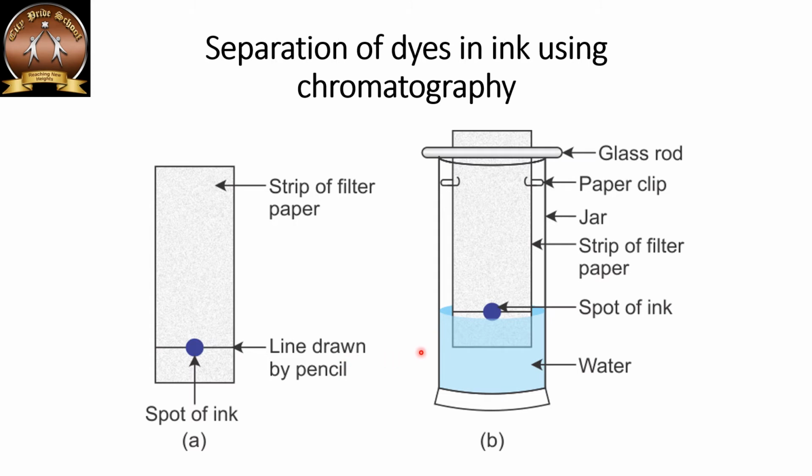Now this is the setup. This is a glass chamber in which you require a solvent. This solvent will be acting as the mobile phase. Now here, for separation of dye, we require water as the solvent, but it is not necessary that for every chromatographic technique we require water as the mobile phase only.